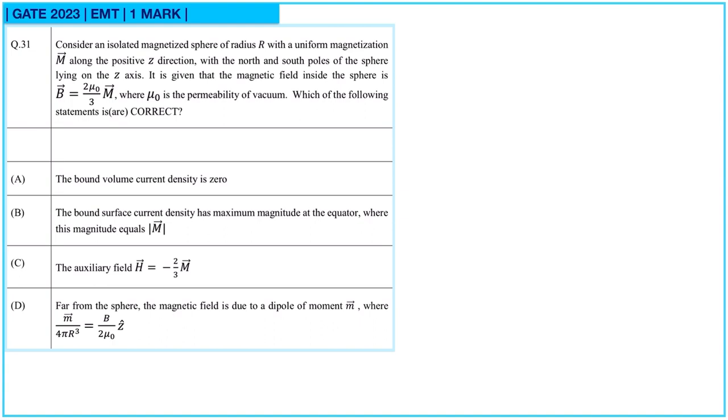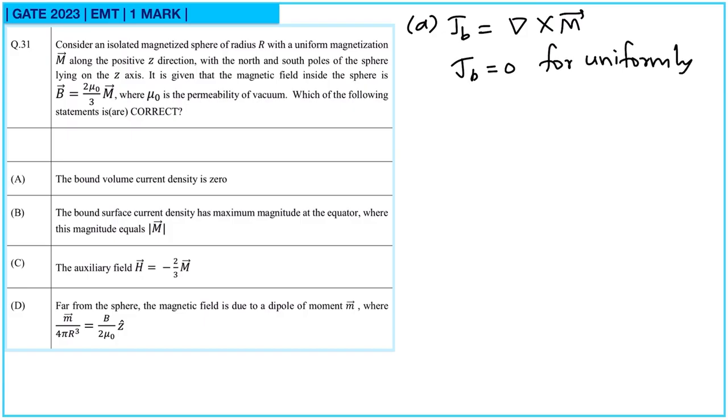Option A, the bound volume current density is 0. Now volume current density Jb is equal to curl of M bar. And here it is given that it is a uniformly magnetized object. So for a uniformly magnetized object, Jb is equal to 0. So this means option A is correct.